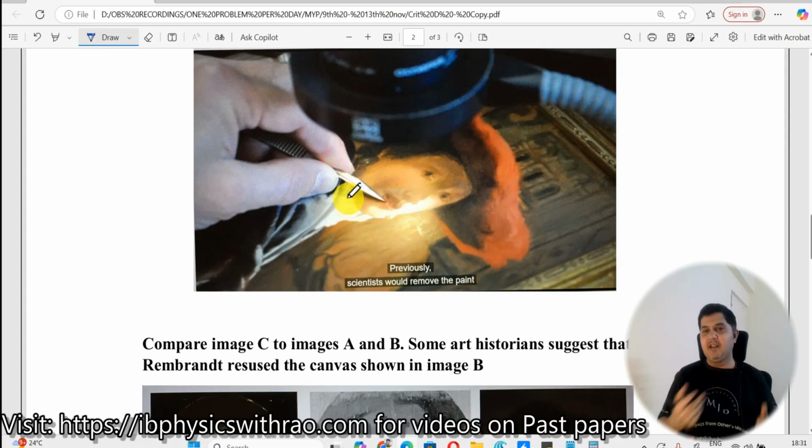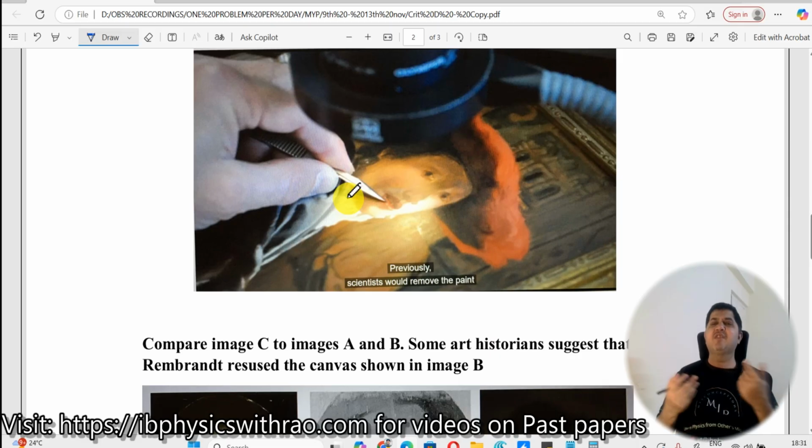Earlier, what people used to do is remove the paint to understand what was underneath. The moment you remove a part of the paint, the picture doesn't look nice, right? So what you need to do is keep it just like this. Bring the painting in front of the machine and then find out what is present in it, what was in the background, how it was done, what kind of chemicals were being used.